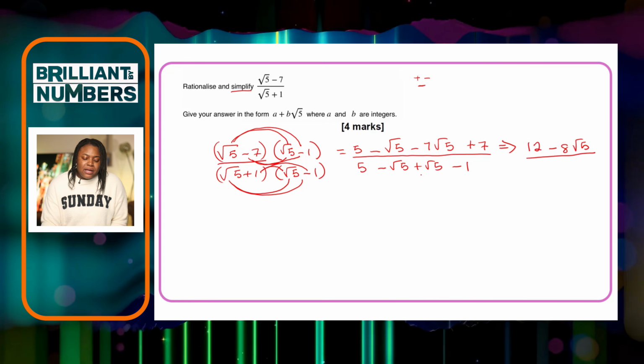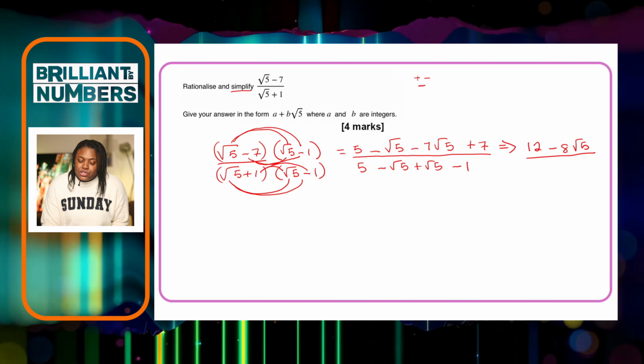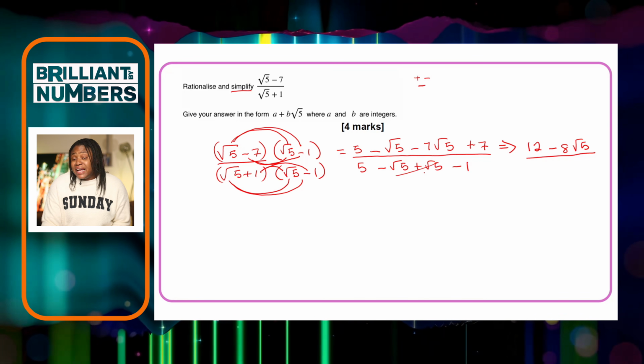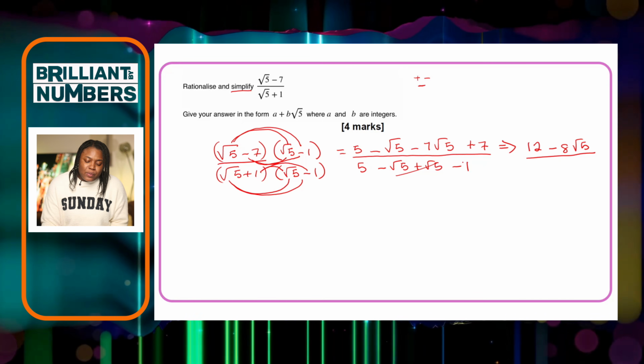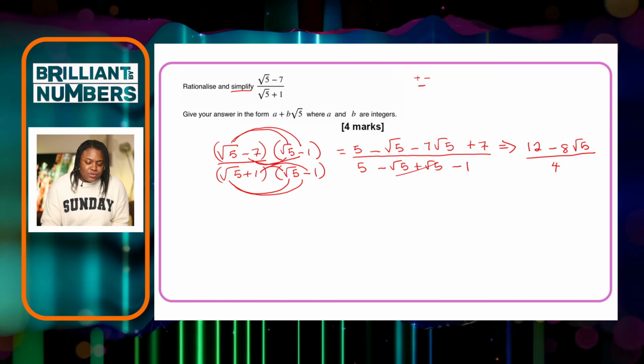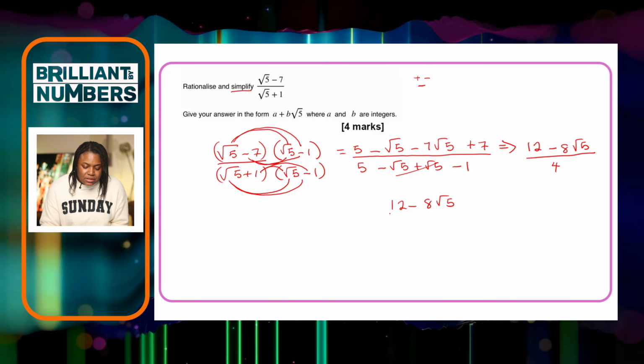Simplifying the denominator, the negative root 5 and the positive root 5 cancel out to 0, hence why it's a difference of two squares when we expand it. So 5 take away 1 is 4. I'm just going to rewrite it here: 12 minus 8 root 5 over 4.